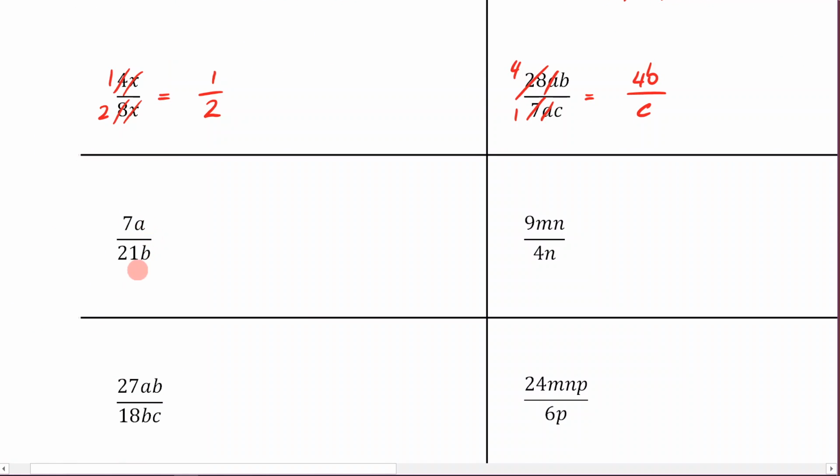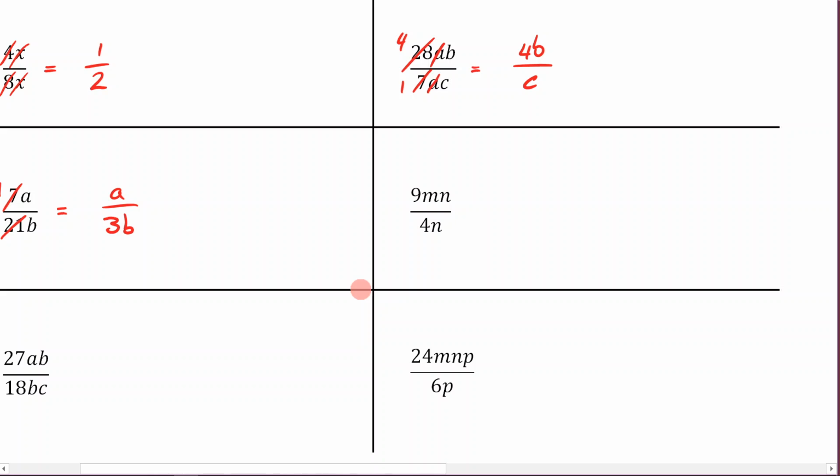So in this instance right here, can I cancel out any of my pronumerals? No, because this is an A and this is a B, so they can't be cancelled. I have a 7. 7 divided by 7 is 1. 21 divided by 7 is 3. So my answer is going to be A on 3B. Remember, 1 times A is A, so I don't have to put that 1 there.